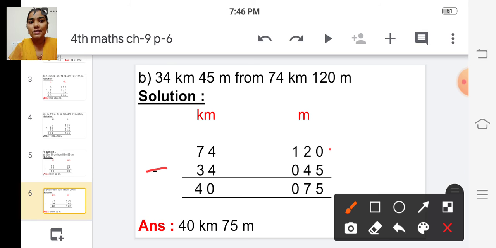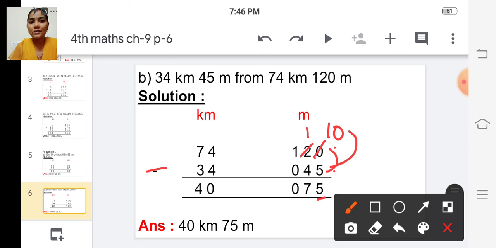So 0 minus 5, is it possible? No, we cannot subtract 5 from 0, right? So we have to borrow 110. This will become 1 and this will become 10. Now 10 minus 5 is 5, so write 5 in the answer.